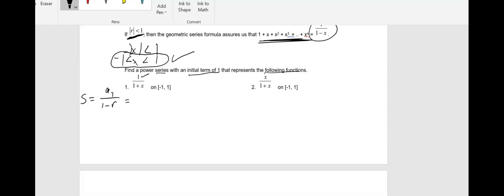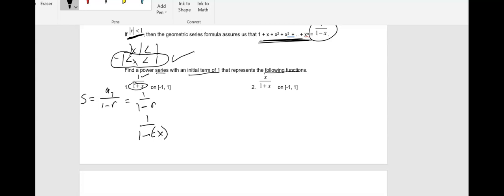So what that tells us is this is taken care of. And then this should be 1 minus r. Well, look at what we have. We have 1 plus x. So what that would have to tell us is we would have had 1 minus a negative x. So our r in this case had to have been a negative x.